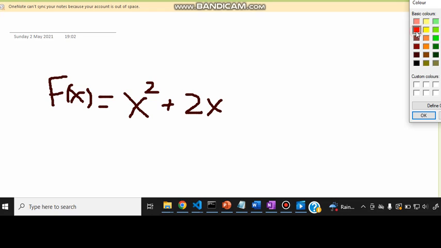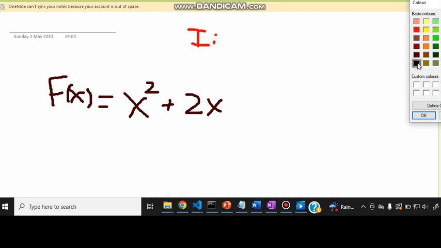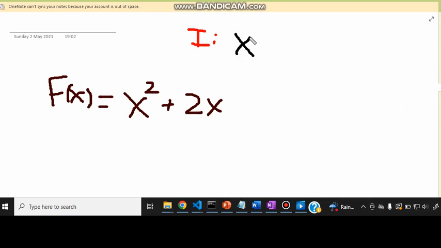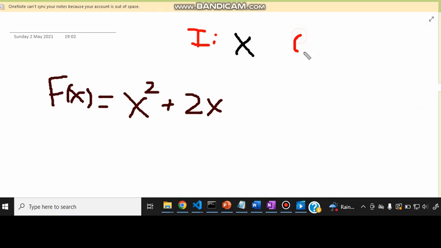So in this case, the input of this function, I'll just say I for input, the input of this function is going to be x, okay? And I'll do concrete examples in a minute, but just to show you. Okay, so we input in x, and our output, O, is f of x. So what we do to x. So this is our output, and this is our input.